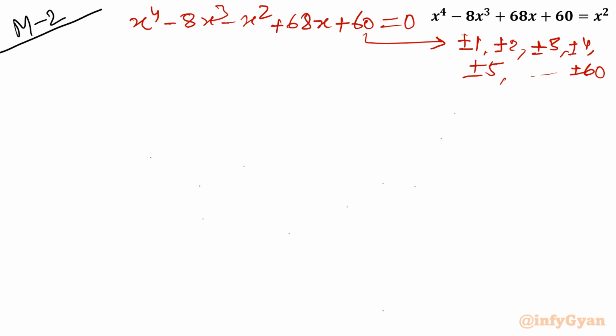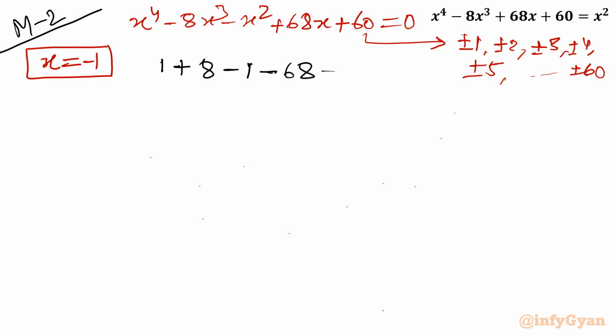So let me put directly x equal to minus 1. Suppose I am checking x equal to minus 1 out of the eligible factors. Now putting the value of minus 1, it will become 1 plus 8 minus 1 minus 68 plus 60. Check, this term will get over: 60 plus 8, 68, yes. So x equal to minus 1 is our solution.